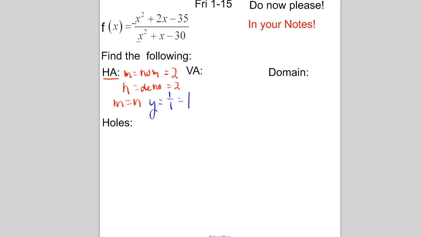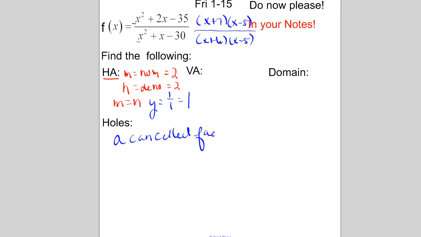Easy peasy. Now I hope you factored into (x plus 7)(x minus 5) over (x plus 6)(x minus 5). So that's factored. And a hole is where we cancel a factor. I hope you remember that from yesterday. Where do we cancel a factor? At x minus 5. So there's a hole in my graph at x equals 5.